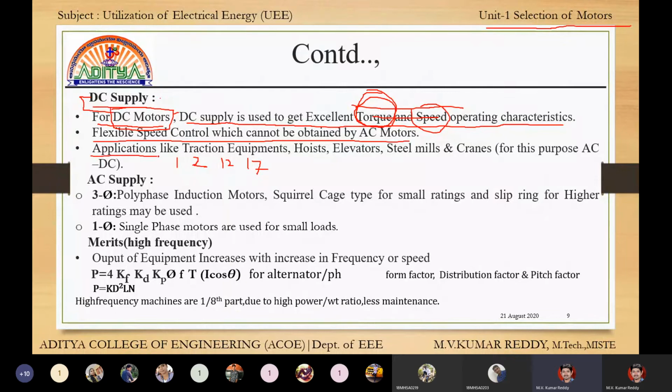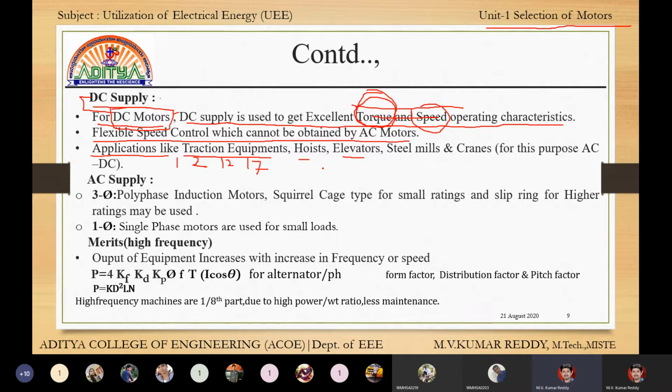Next, applications. Here I am going to tell one important point. In this subject, utilization of electrical energy, we have to write applications. At maximum we have to write one application, that means one example. See here, DC supply is used for traction equipments, hoist equipments, elevators. Like this we have to write an ending point. For each and every topic we have to write at least one application. That is one of the important points in the UE subject.